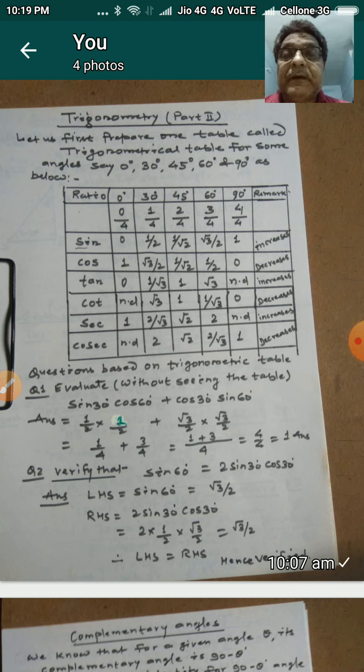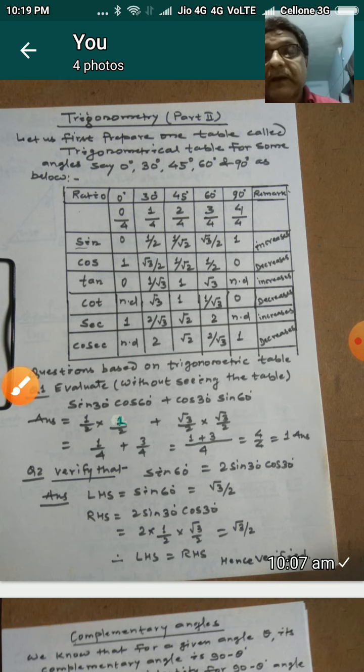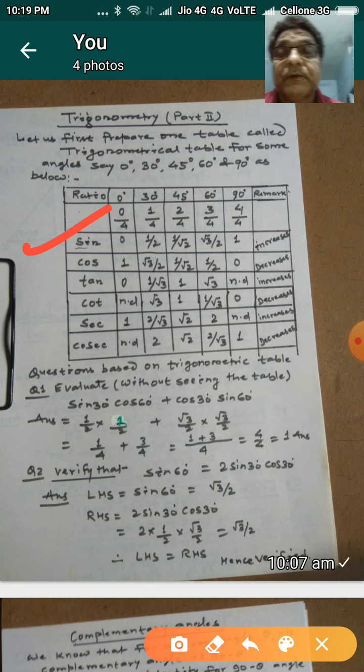Now divide each value by 4 and take the square root of these values. So what value you now get, that is the value of the trigonometric ratio sine for these angles, as I have done here. You see, I have written the 0 degree, 30 degree, 45 degree, 60 degree and 90 degree columns, and here is the name of the ratio.